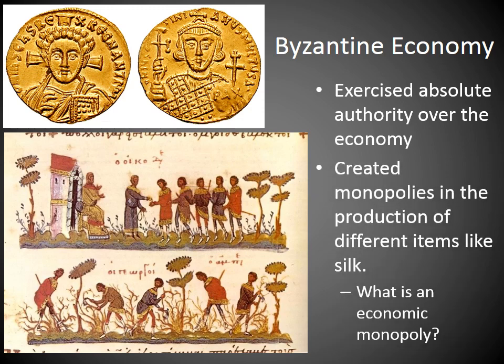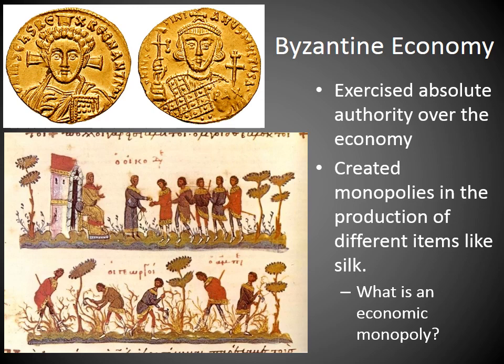The Byzantine emperor created monopolies in the production of items like silk, now that they had the technology to make silk. And if I were to ask you what is a monopoly, you should be able to tell me that a monopoly is when a government or just any business takes total control over a good or the production of a good. So in this case, the government would be the only people producing this good. So if you wanted to get it, you had to get it from the government.